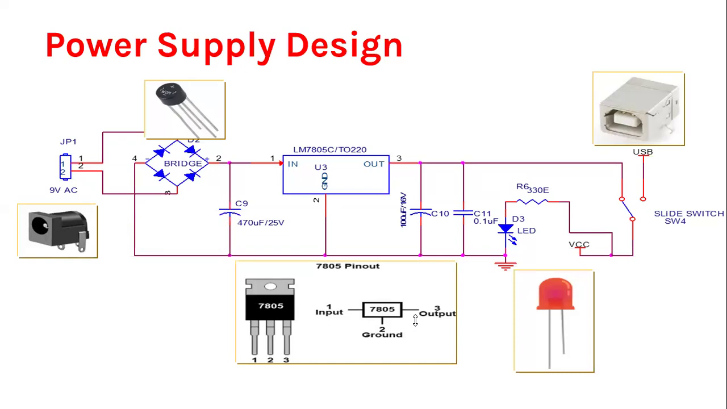175 ohms? Okay, good. So the required voltage is 2 volts, right? The actual voltage is 5 volts. The difference between 5 and 2 is 3 volts, right? So 3 volts by 10 milliamperes. What is the resistance value, guys?